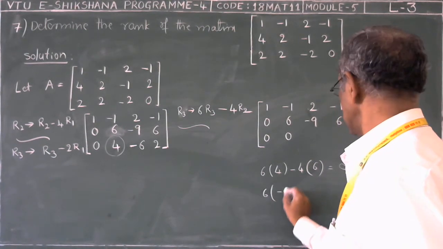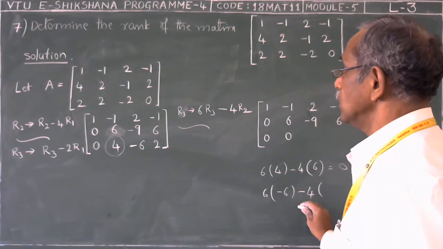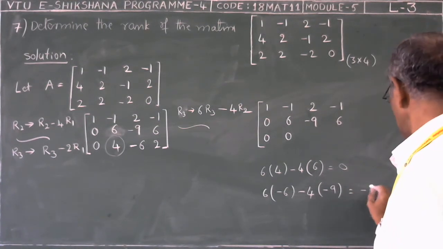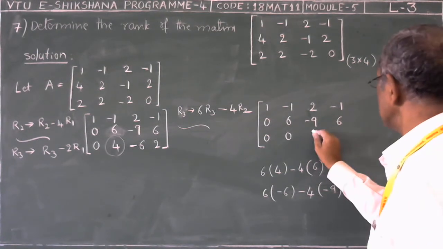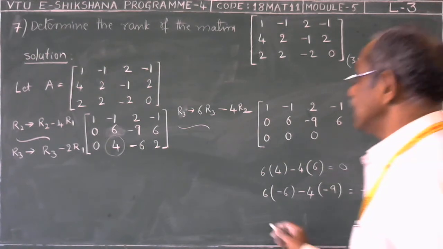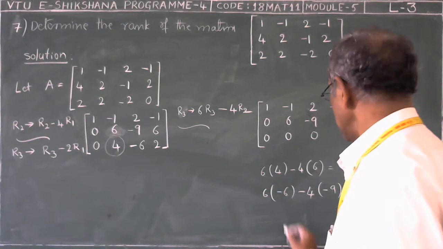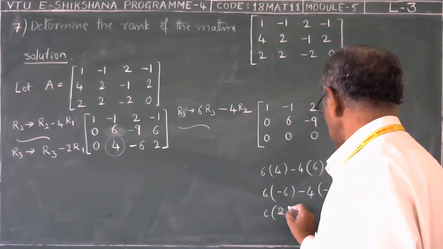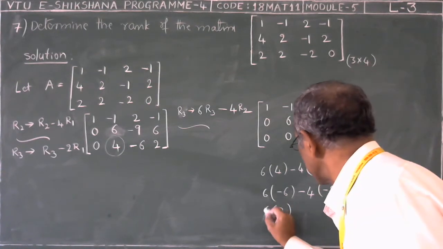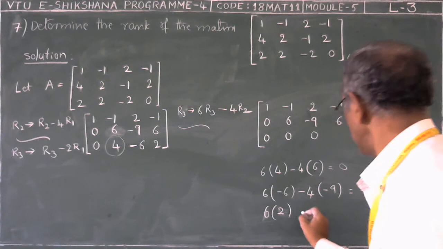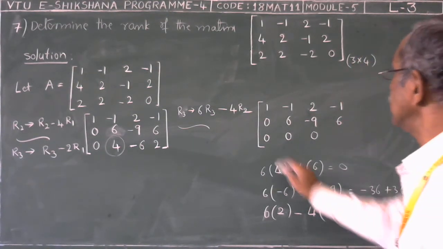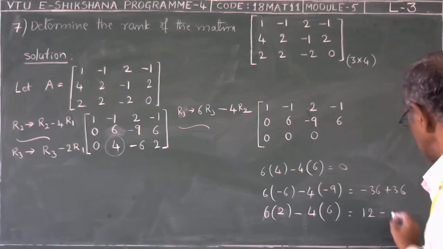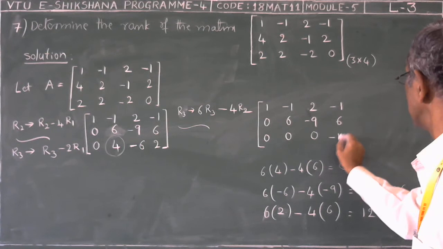What happens to the next element? 6 into R3, 6 into minus 6, minus 4 into the corresponding R2 element, minus 9. So this is minus 36 plus 36. This element is also 0. What happens to the next element? The next element is 6 into R3, which is minus 2. 6 into minus 2 minus 4 times the corresponding element of R2, which is 6. So this is minus 12 minus 24, that is minus 36.